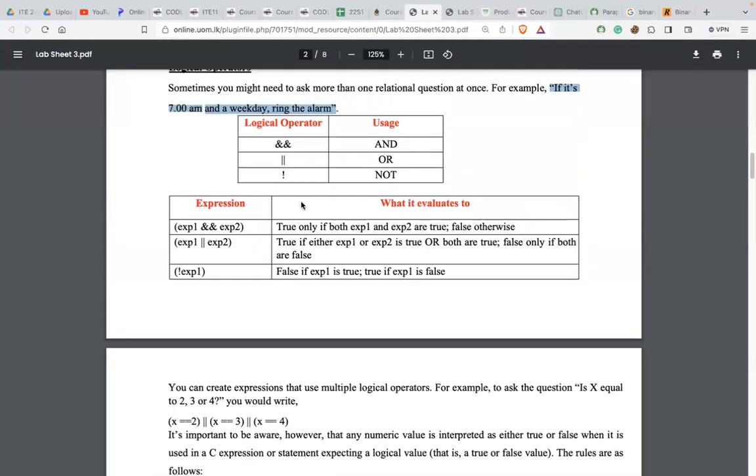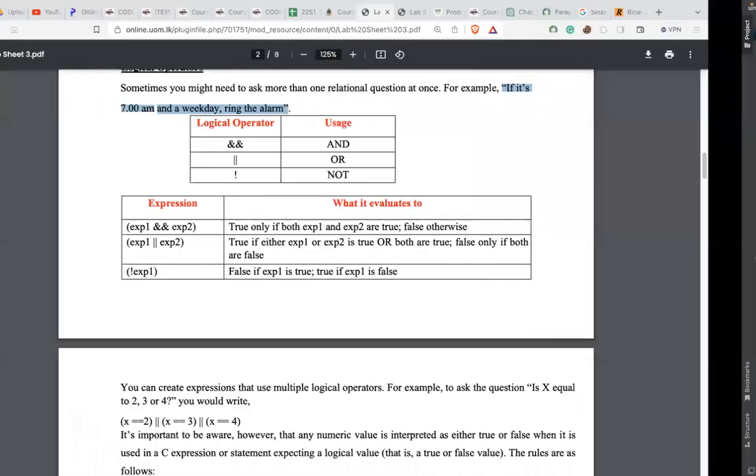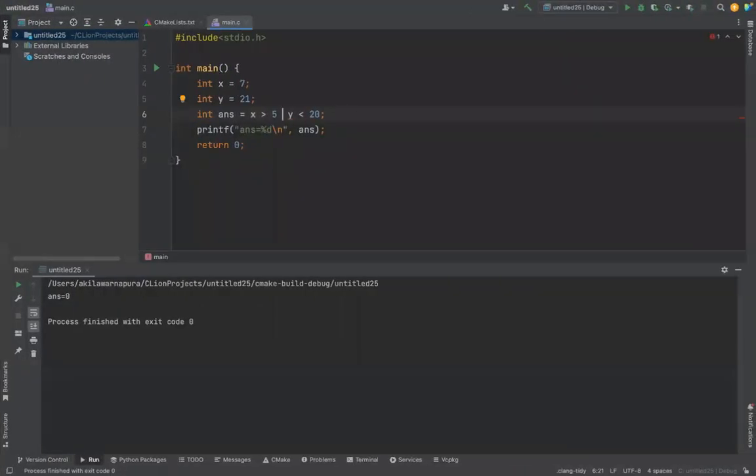Okay. Same with the OR operator. Let's use the OR operator. The two vertical lines are the OR operator. Answer is 1. So why is the answer 1?